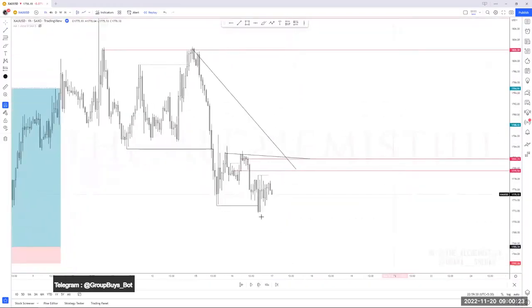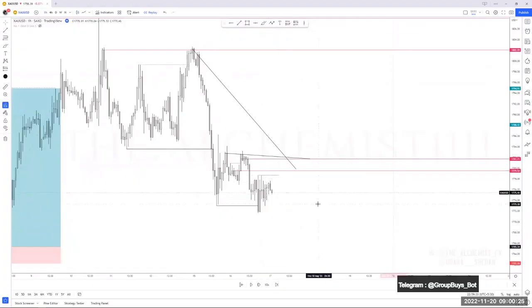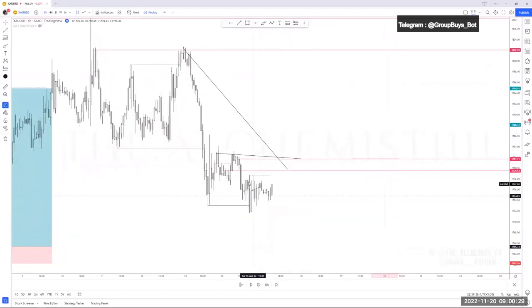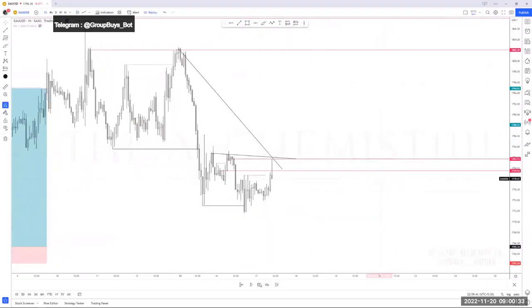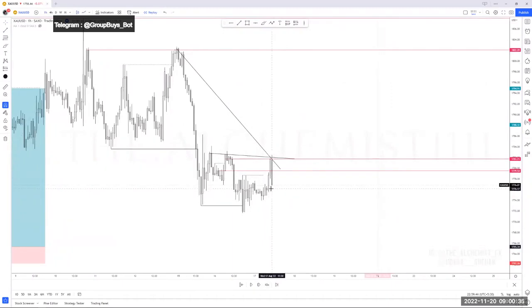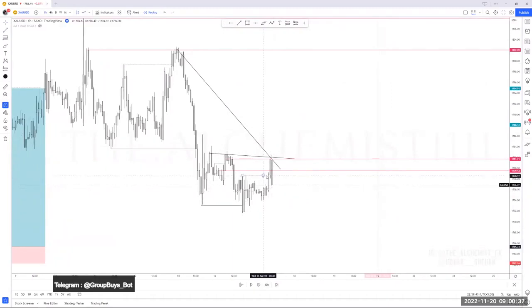Patiently wait. The next thing I'll be waiting for is what? Timing. So this move happened. This was the Asian high. This happened right at the London kill zone, 11:30 a.m. my time. There it goes.